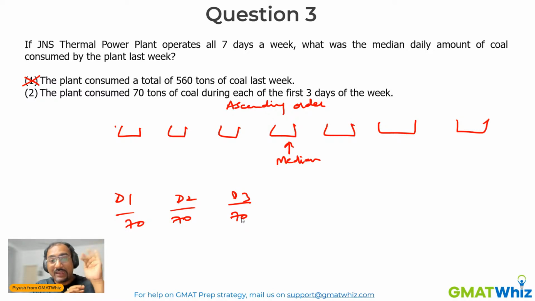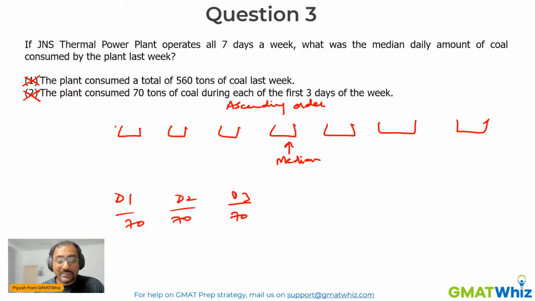There is no way you can arrange them in ascending order without keeping 70 in the center because it's more than half of the days, basically. So in that case, it would have been sufficient, but it says it is coming on first 3 days. It's not saying first 4 days or on 4 days. So this is still not sufficient to answer the question.